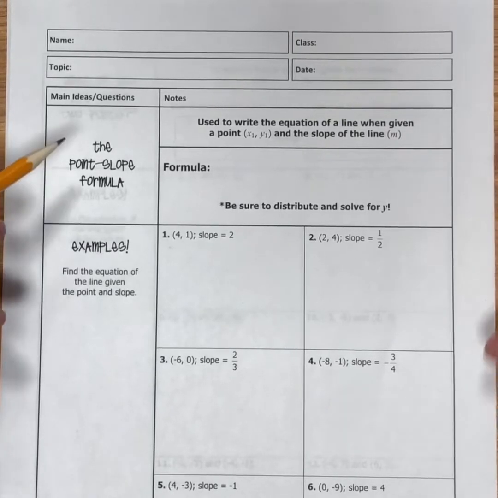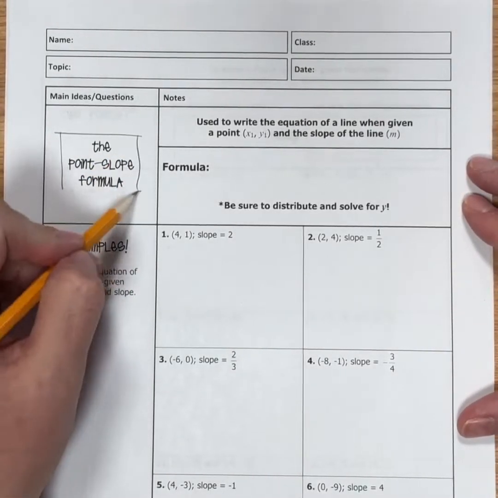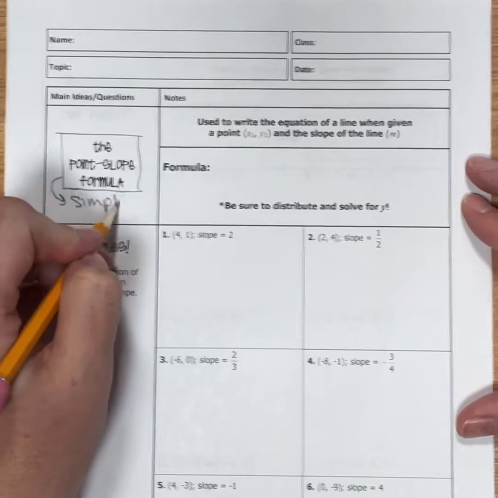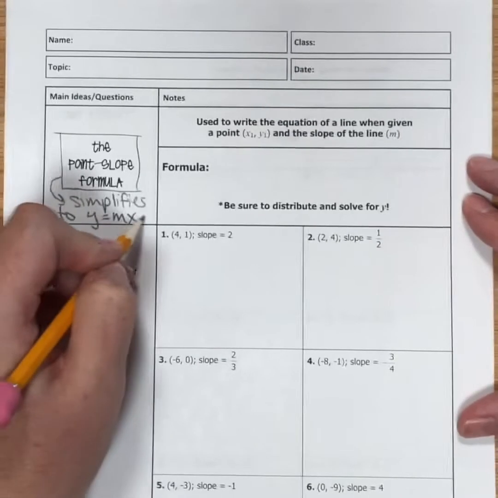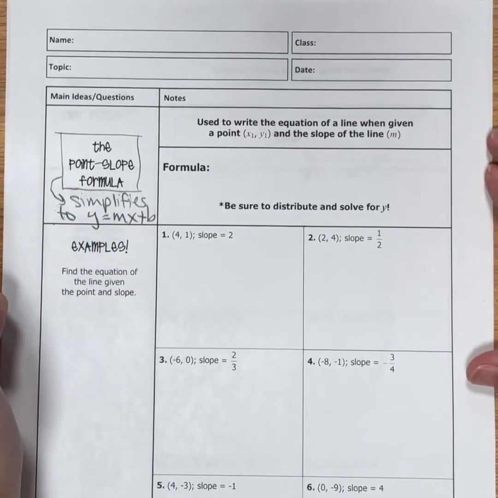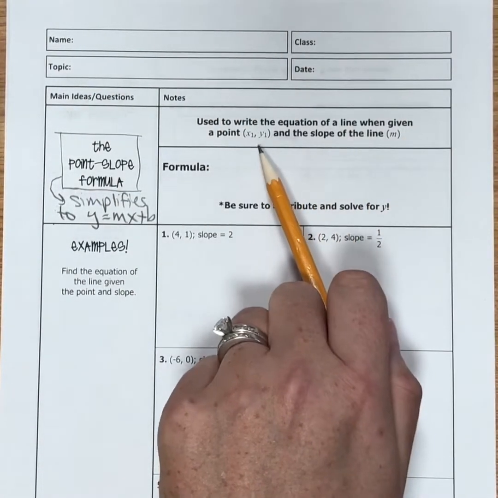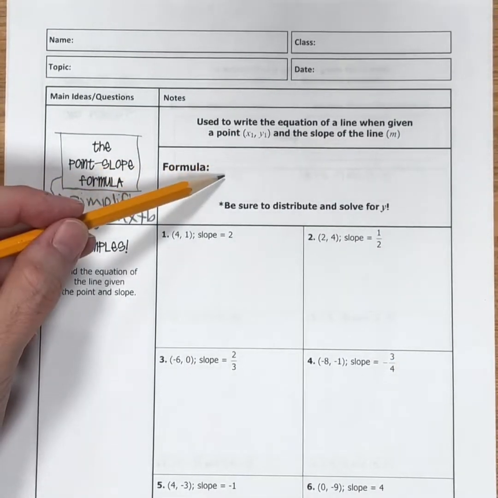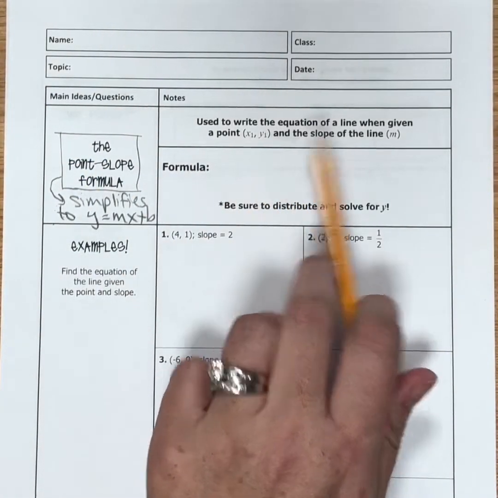So we're now getting into a new formula, the point slope formula, but basically it simplifies to y equals mx plus b. Okay? Basically, if you're given a point and the slope, you're able to figure out the y equals mx plus b from using this formula. That's why we call it a point slope formula, because you need minimum 1 point and the slope.